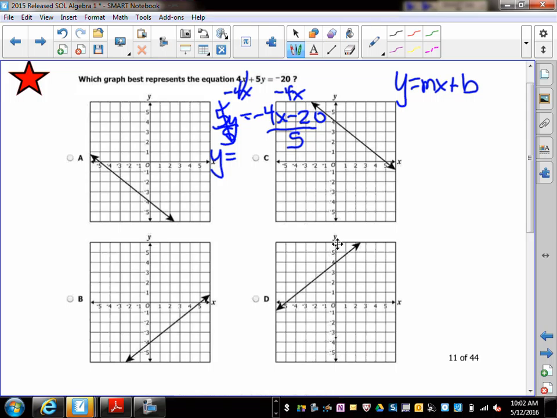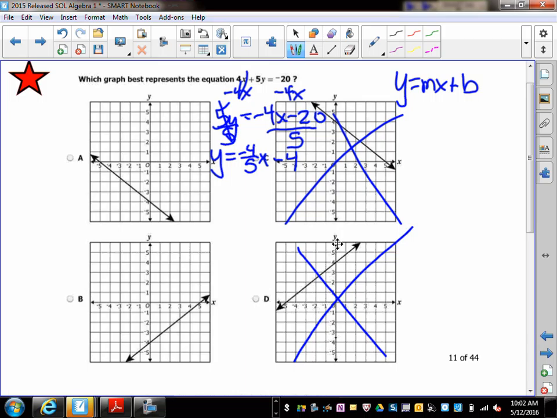So I have y equals negative 4/5 x, and what's negative 20 divided by 5? Negative 4. So first, let's figure out which one has a y-intercept of negative 4. Which answer choices? Right, so we're down to these guys. We can immediately eliminate these. And remember, on your SOL, they have the little red X that you can put on the choices we don't want as an answer. Use that to help you out and eliminate choices.